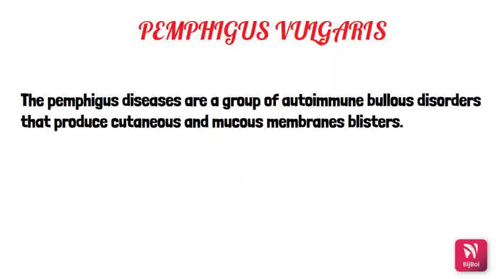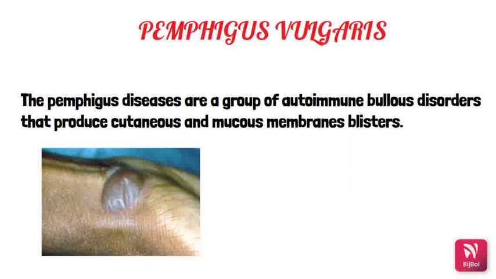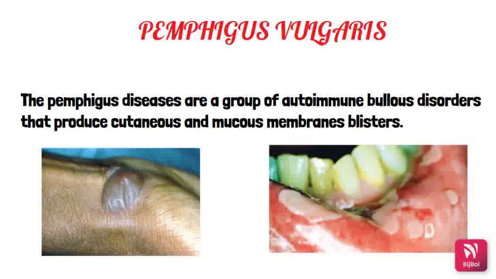Next condition is pemphigus vulgaris, which clinically presents as desquamative gingivitis. These pemphigus diseases are a group of autoimmune bullous disorders that produce cutaneous and mucous membrane blisters. In the first picture, you can see the characteristic cutaneous lesion on the wrist of the patient. In the second picture, you can see pemphigus vulgaris of the oral cavity, wherein you can notice multiple ulcers which are also covered by pseudomembrane.